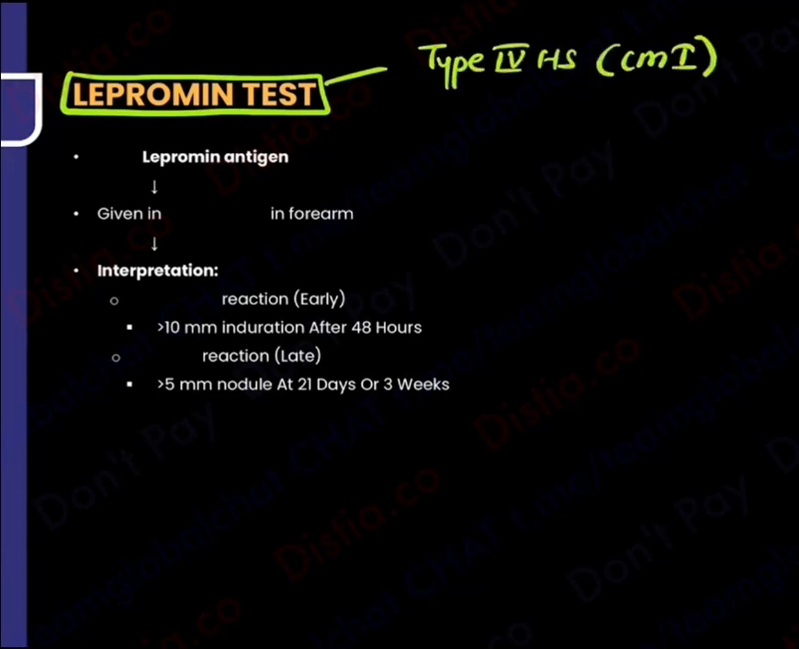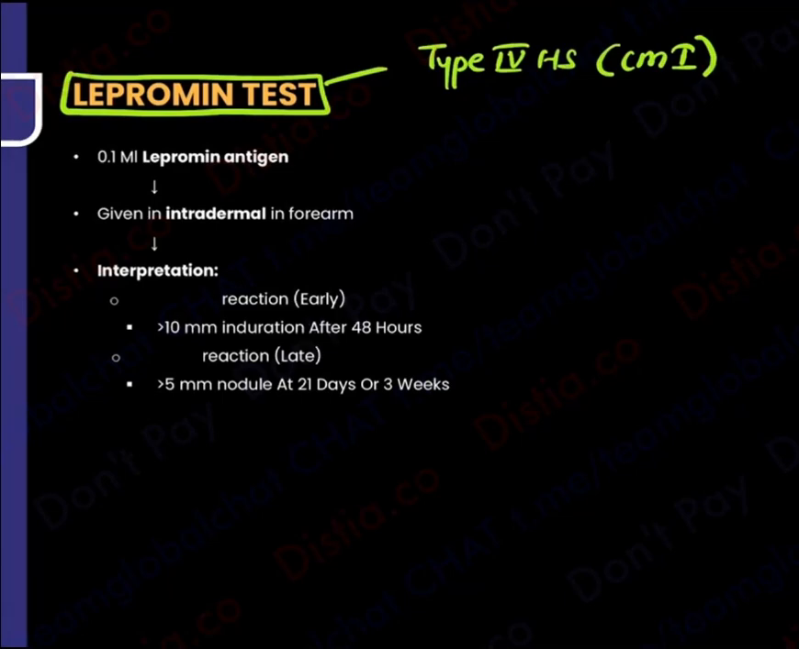And how much of Lepramin antigen here also? Like in Mantoux you were using 0.1 ml of TB, here you're using 0.1 ml of Lepramin antigen. In Mantoux also you were doing intradermal injection, here also you're doing intradermal injection. But the interpretation in Mantoux was just a single-time interpretation after 48 to 72 hours. Here there is an early reaction and here there is a late reaction.